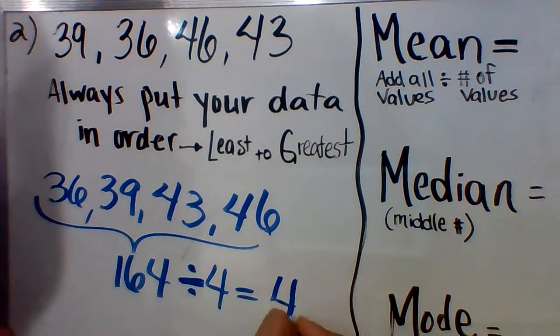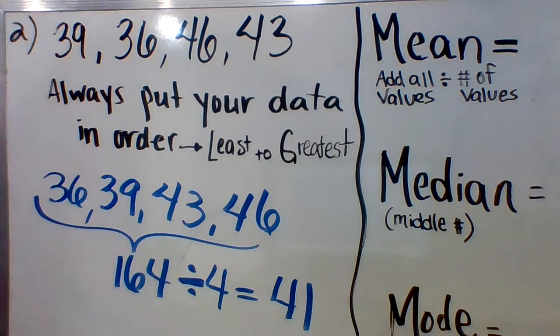I get 41. There is no decimal on this. There's no fraction, so it's easier than number 1 because I don't have to deal with a fraction or a decimal. Sometimes your answers are nice answers, like what we have here.